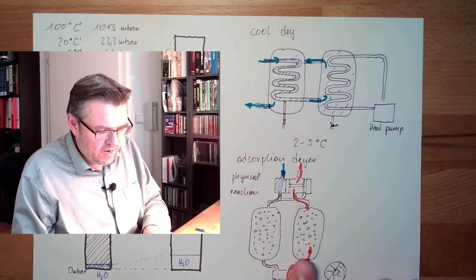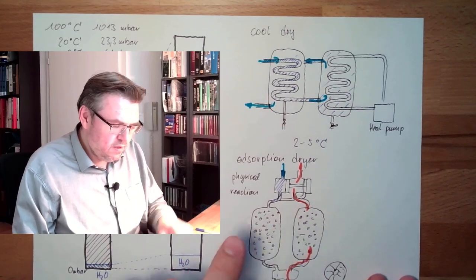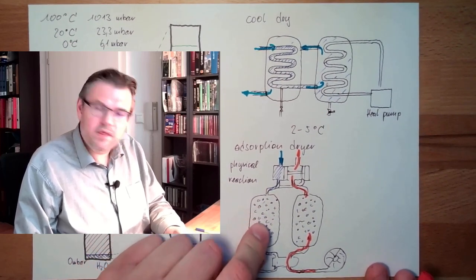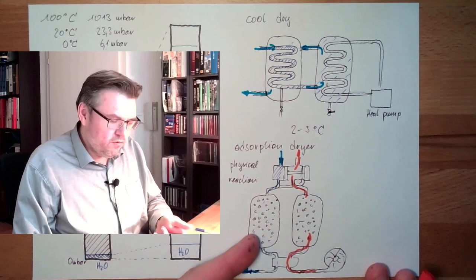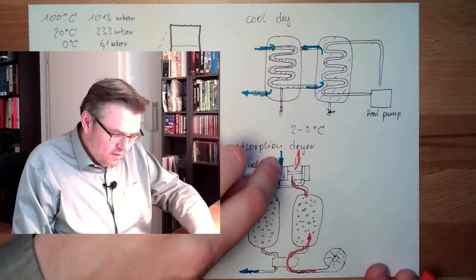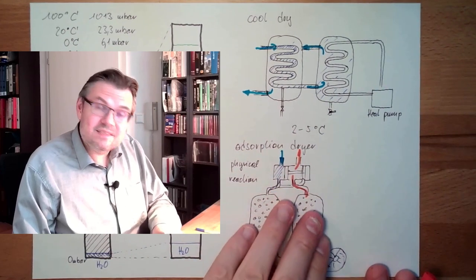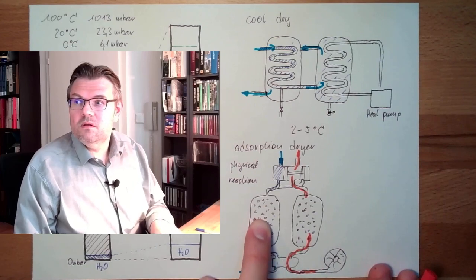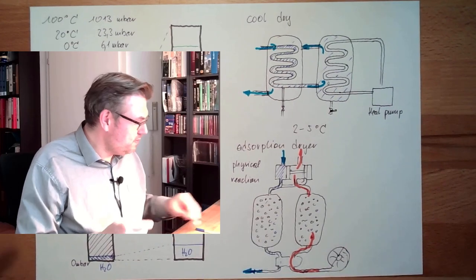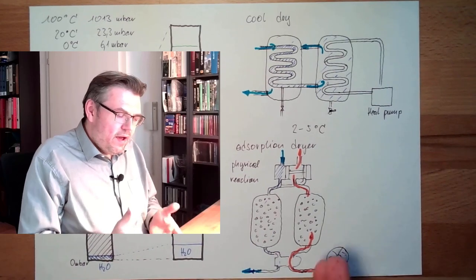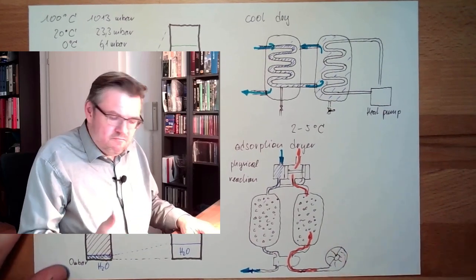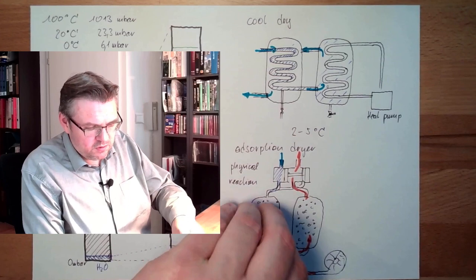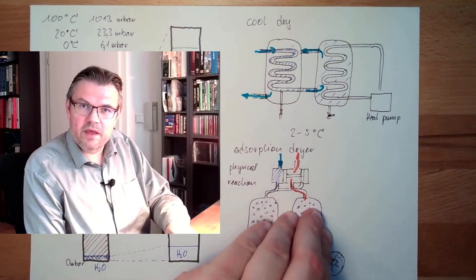So on one side, I dry the air and get rid of moisture, and on the other side, if this is not working well enough, then I will simply switch. Then I will use the other side as the drying agent, and I will use the hot air to dry this one. Okay? So this means it's reversible. It's like drying a sponge. If the sponge is soaking wet, I will dry it with the hot air.